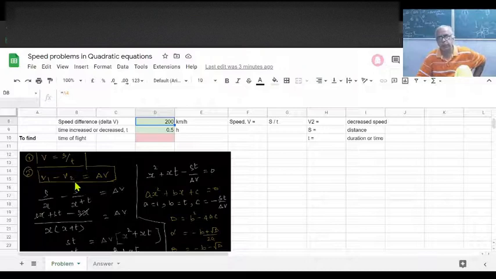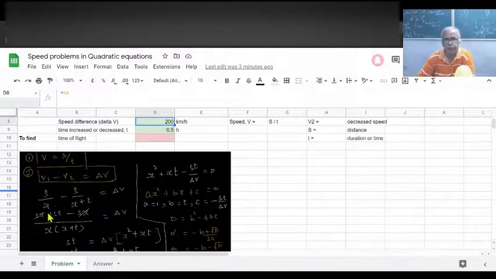So there is an increase in time when you reduce the speed, and therefore we can put s divided by x plus t. Are you able to follow? Right. So the difference is delta v. Now we can first of all work out the formula. How can we work out the formula for this?